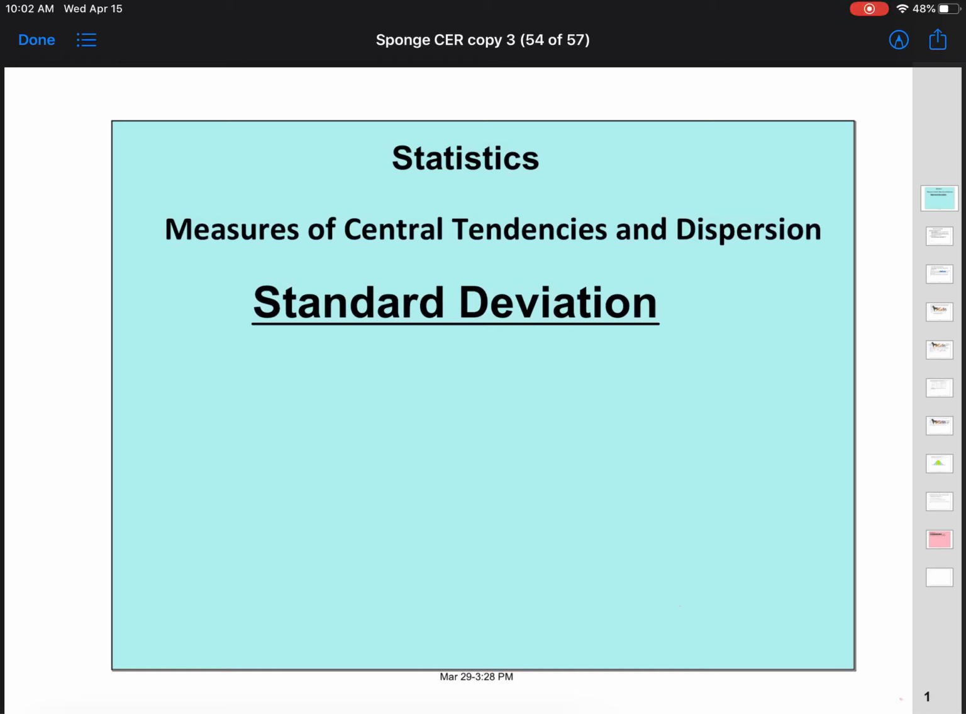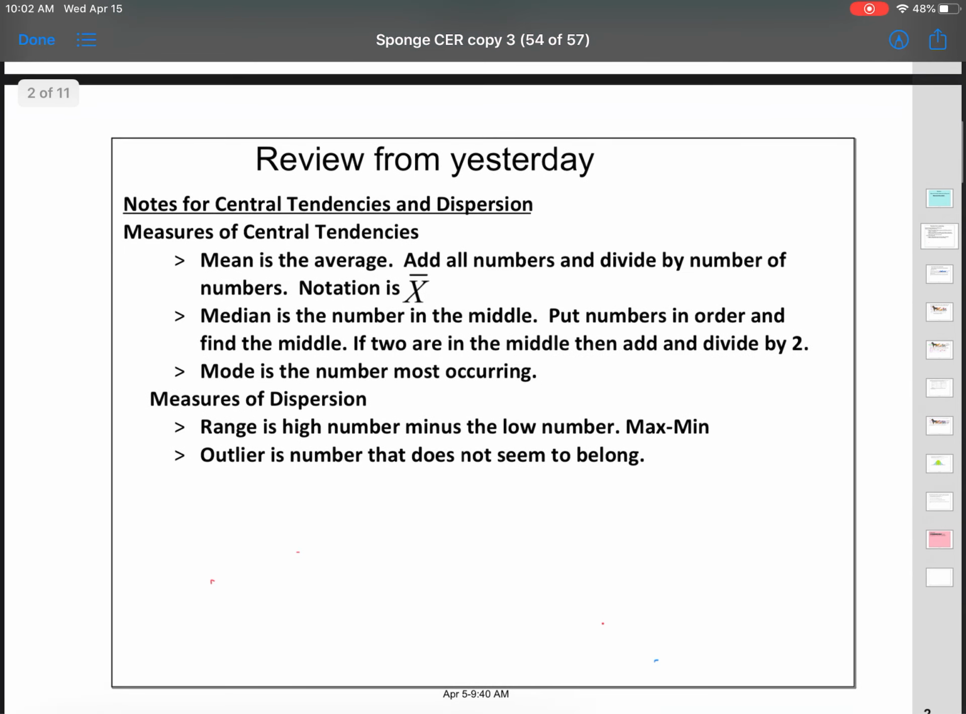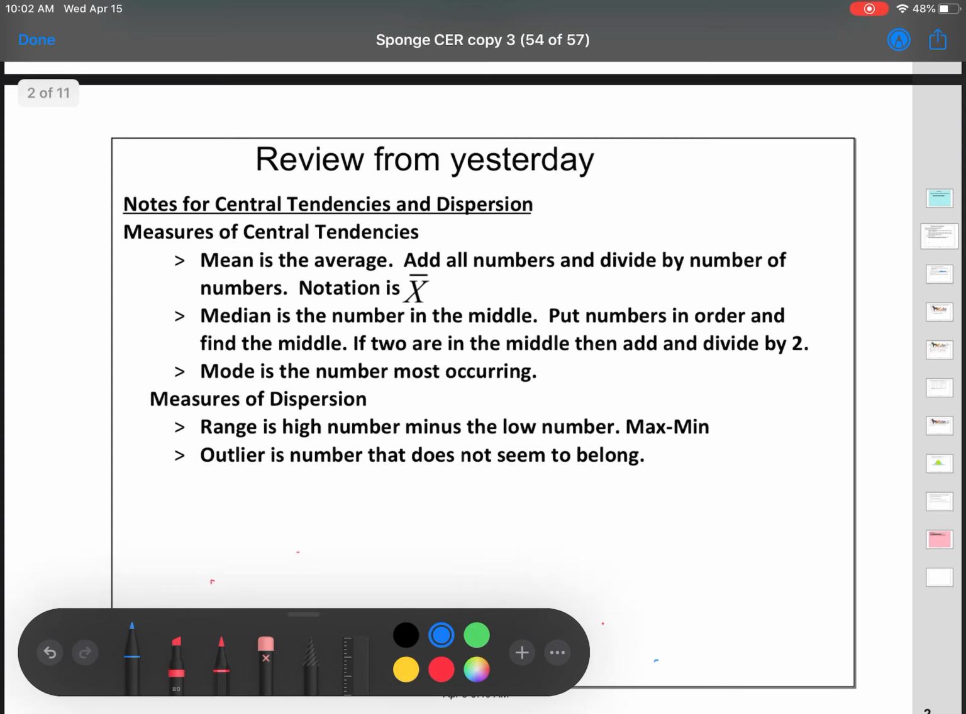Good morning. Today we are going to be discussing another part of statistics called standard deviation. But first I want to review a little bit of what we talked about yesterday. So yesterday we talked about the different central tendencies and dispersions of data numbers.